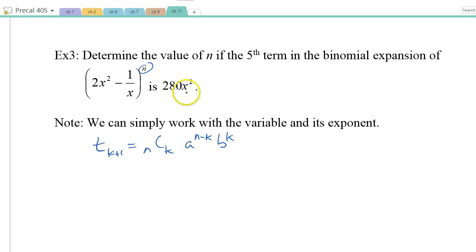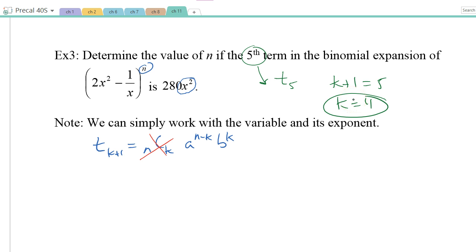And we can simplify this and just say, hey, just the x squared part, that's enough. Okay, so just like before we simplified things, I can say, don't even worry about this. And even though a is equal to 2x squared, I'm just going to use x squared. And even though b is negative 1 over x, I'll just use 1 over x. Okay, so moving on here, and if it's the 5th term, that's another good point to remember here. So the T5, so in other words, k plus 1 is equal to 5, k is equal to 4. Okay, so remember you make that adjustment here.